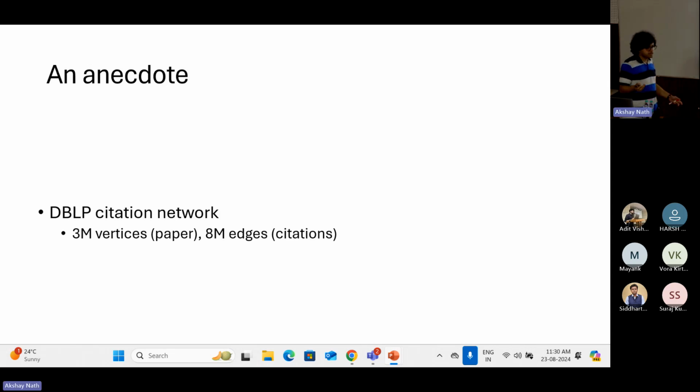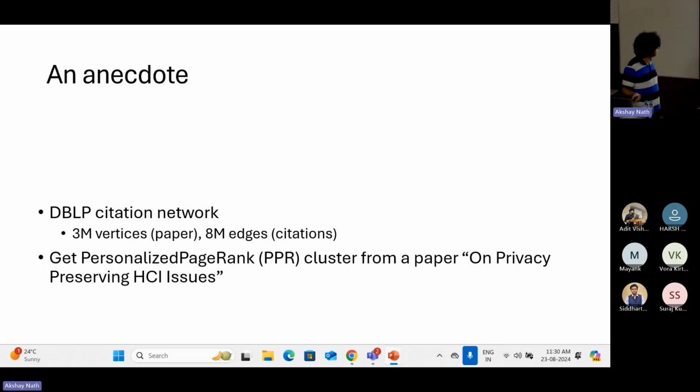So I'll take a DBLP citation network. Each vertex is a paper, and edges are when papers cite each other. Typically this is a directed graph, but we'll consider it to be undirected by just removing the direction. And we'll get personalized PageRank clusters from this. Are people familiar with what personalized PageRank is? It's kind of a diffusion procedure.